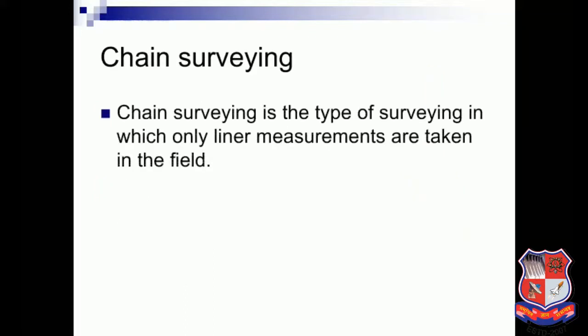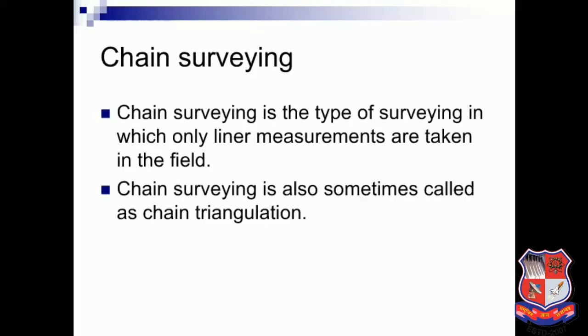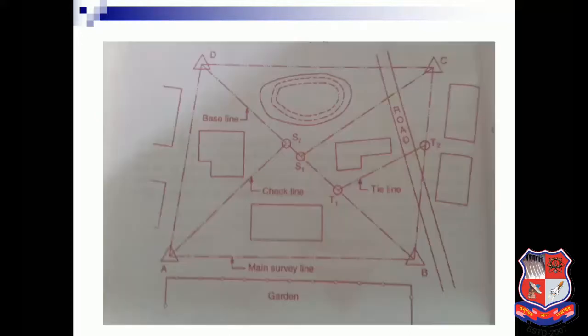Now, chain surveying. Chain surveying is the type of surveying in which only linear measurements are taken. If we consider only linear measurements, then we have to do a chain survey. Chain surveying is also sometimes called chain triangulation. You can see here the main survey line, base line, check line, tie line. So we have to discuss some definitions regarding chain surveying, the terms related with chain surveying.